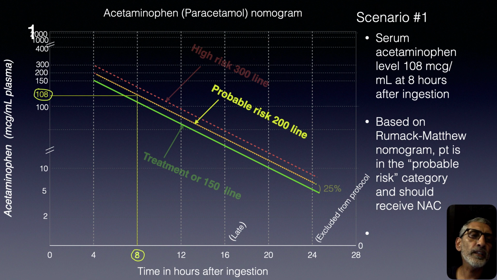So look at where the point is intersecting. Is it higher or below the green line, the treatment line? If it's below the green line, then the patient doesn't need the acetadote treatment. But if it's above the green line, the patient needs the acetadote treatment.